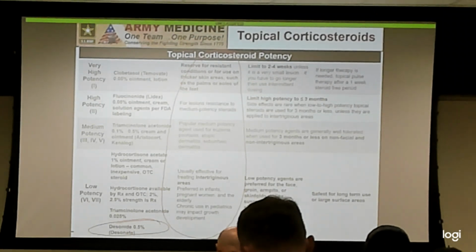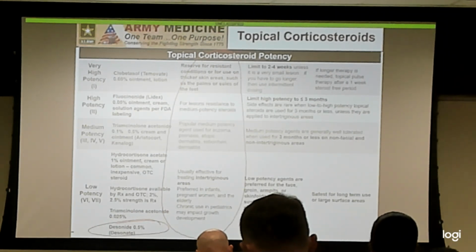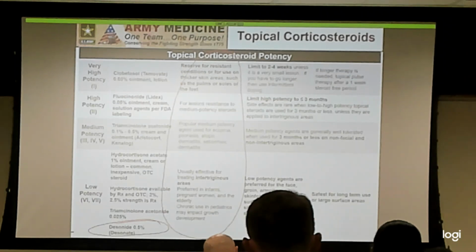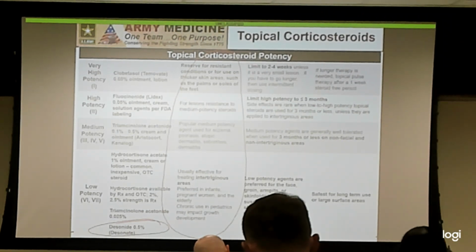And then you see our different conditions that we're treating. High potency is that middle one where it's like, okay, you're not responding to my medium potency, so I'm going to go up to high potency. So I still have my leeway of 3 months. Hopefully you're not going to have to use it that long, but you still have your leeway to use it for up to 3 months. And then with your very high potency, 2 to 4 weeks, those are our areas that are in our thick skin areas, and we are limiting it. If we have to go over that 2 to 4 weeks, then we're tapering them off because we have suppressed the adrenal system, okay? So we've got to taper them off and pulse dose them to get them off of it.